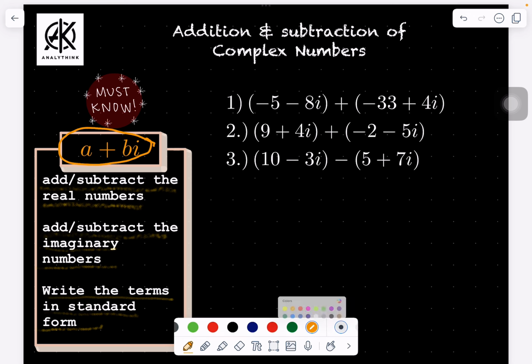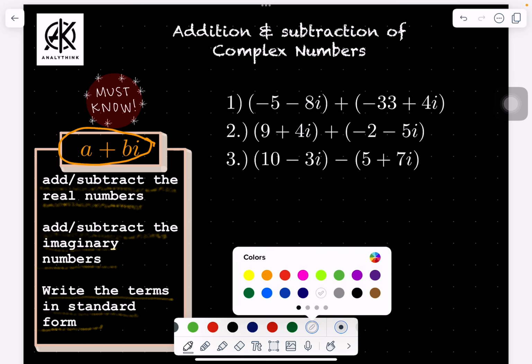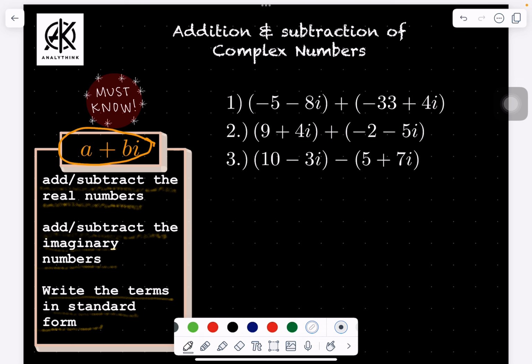For number 1, you have negative 5 minus 8i minus 33 plus 4i. So add the real numbers. You have negative 5 and negative 33. That means you have negative 38.